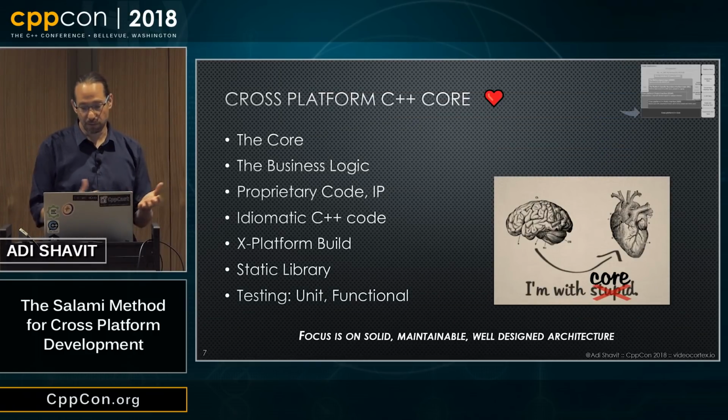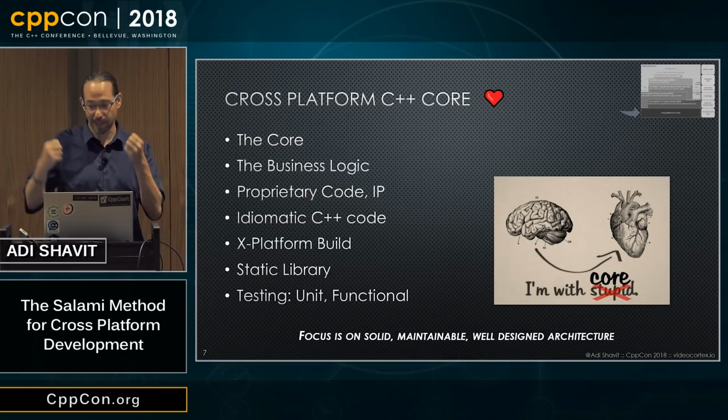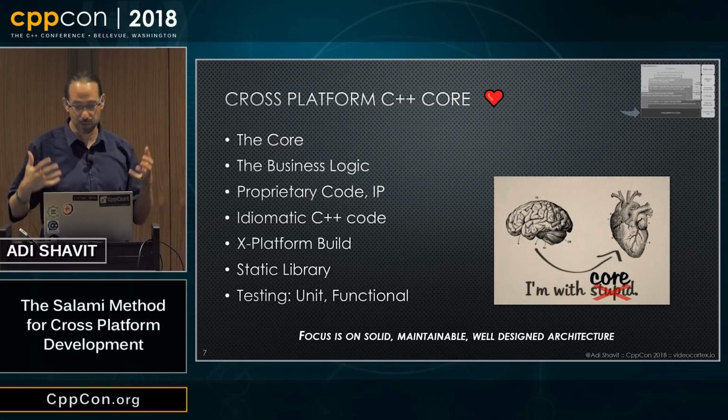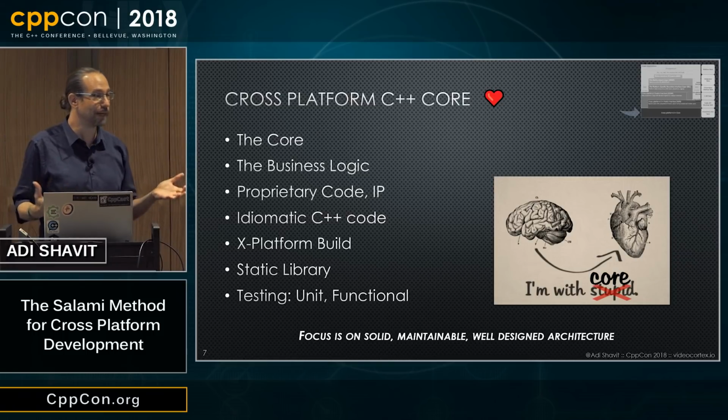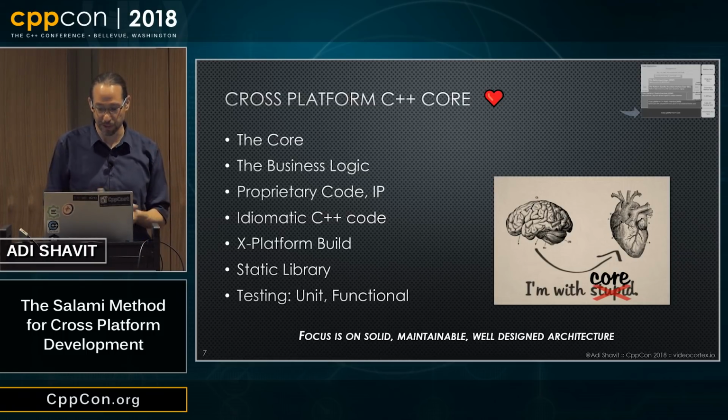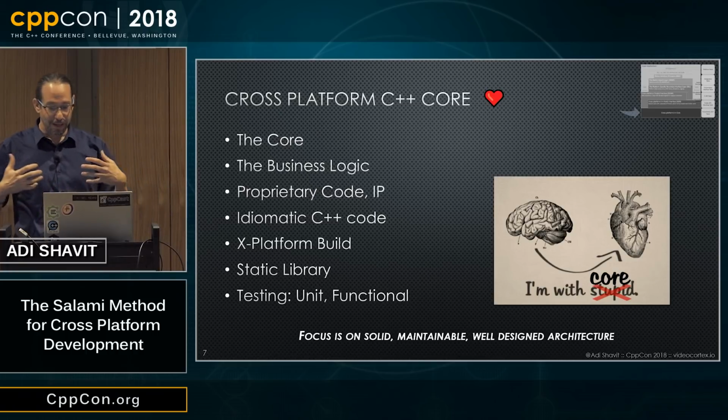Right. So at the heart of our system lies the cross-platform C++ core. This is the apple of our eye. This is the IP. This is where all the business logic resides. And it's really the main reason we're actually writing this software to begin with.